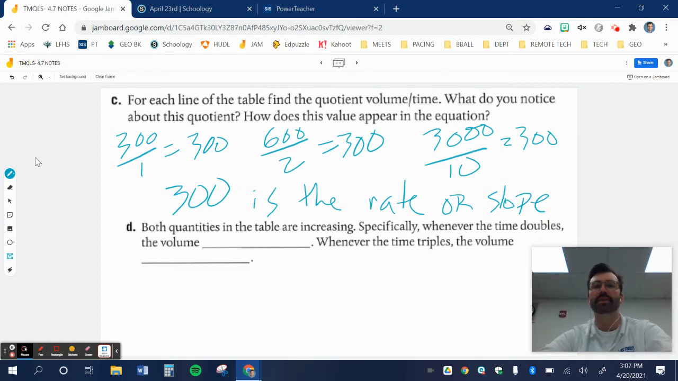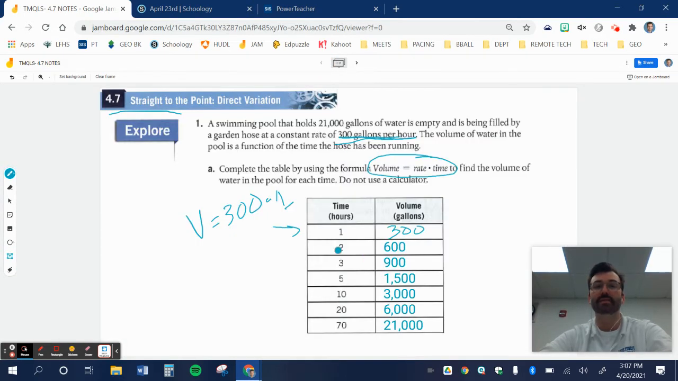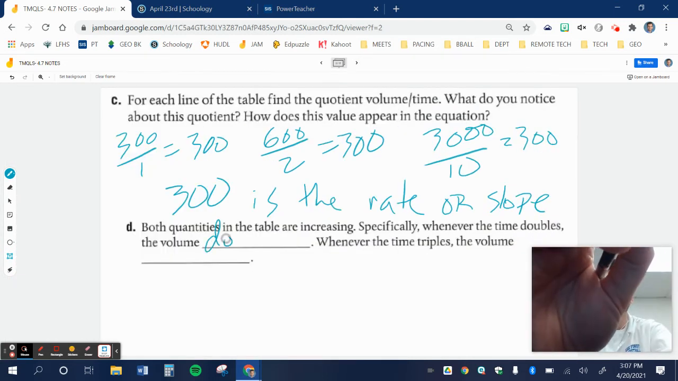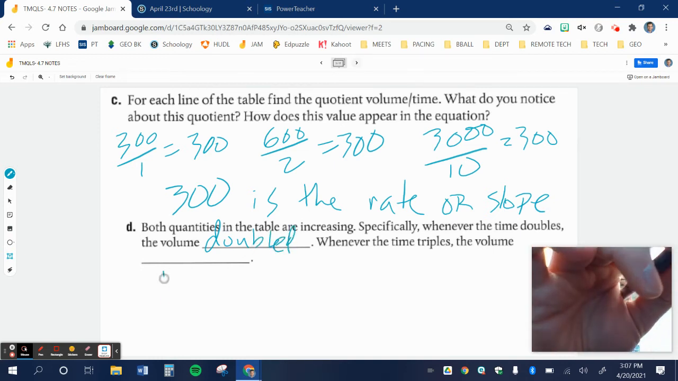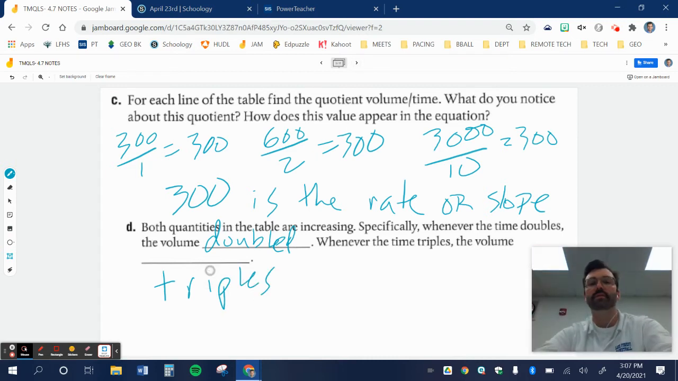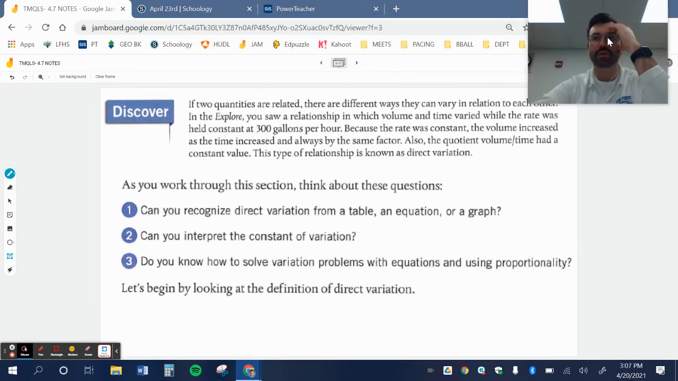Specifically, whenever time doubles, the volume also doubles. How do I notice? Time is doubling: 1 to 2, my time doubled. 5 to 10, my time doubled, and the volume went from 1,500 to 3,000, so it also doubled. Similarly, when the time triples, the volume also triples. But I'm sure you kind of knew that too, didn't you?